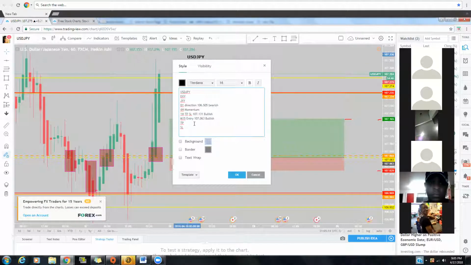So we had our take profit at 107.165, and then we had our stop loss at 107.029.